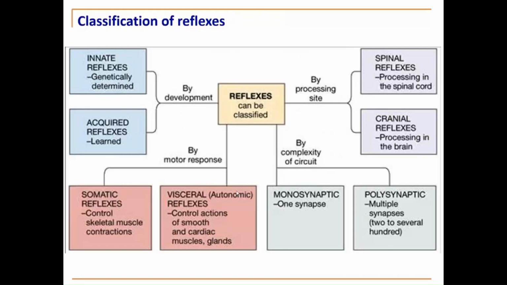We also need to classify the different reflexes. That was a nice simple reflex. Okay? We can classify them in different ways. We can classify them as innate reflexes, so genetically determined. For example, the suckling reflex.